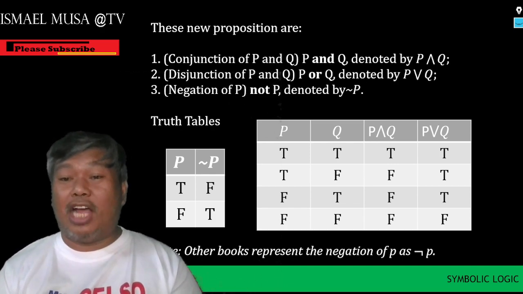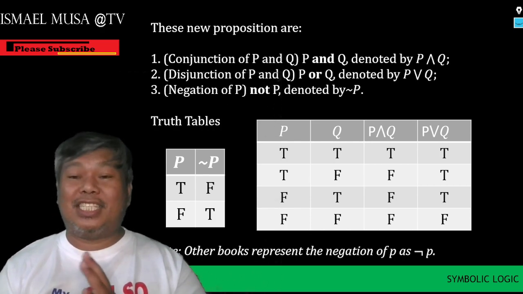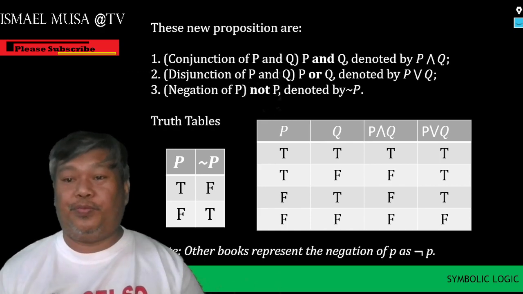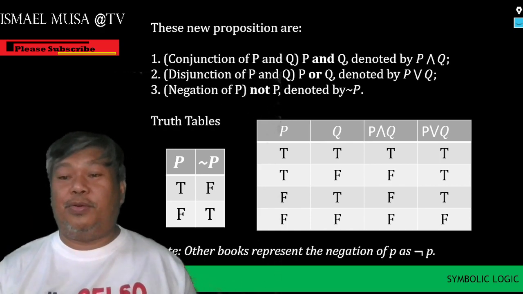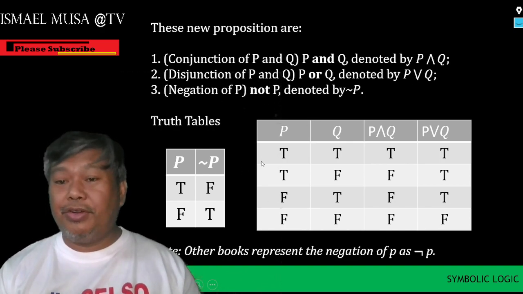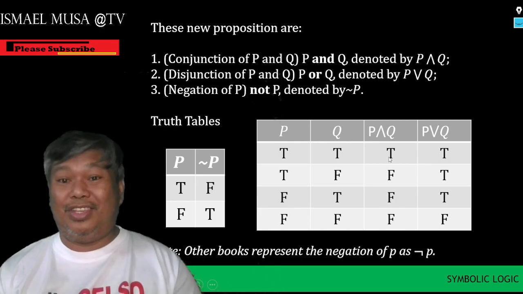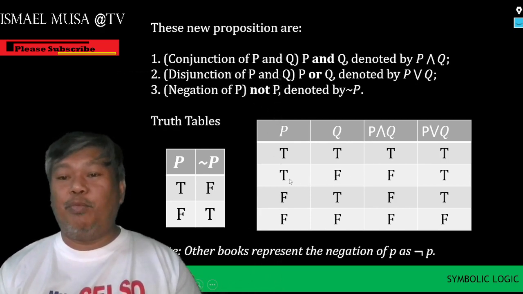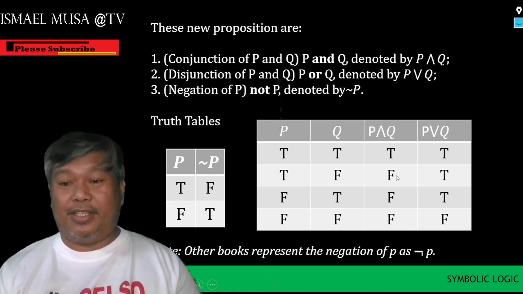Now, a conjunction of P and Q is said to be true if both statements are true. If both P and Q are true. As you notice, true, true will give you true. So it must be both. So if one of them is false, then automatically the conjunction is false.